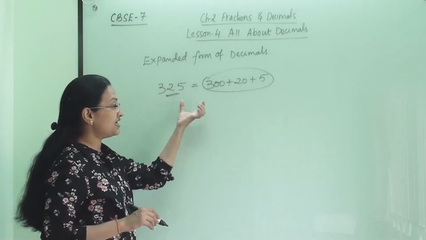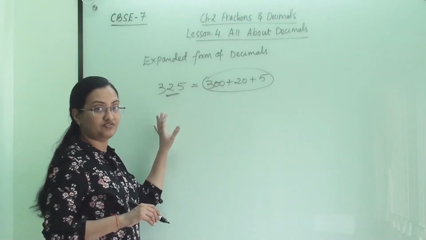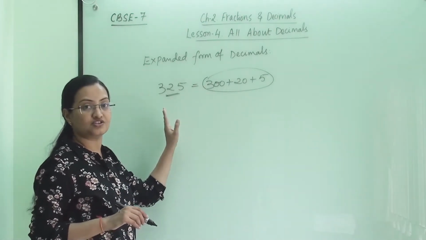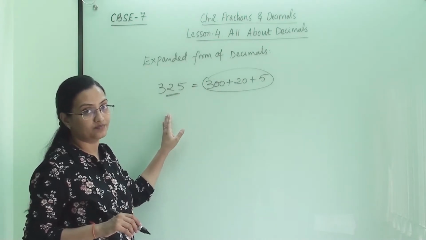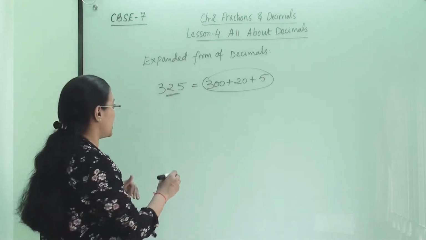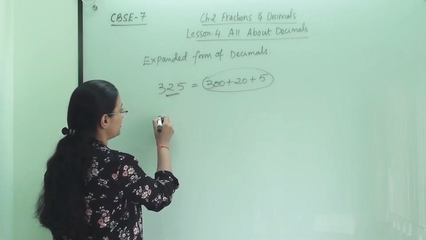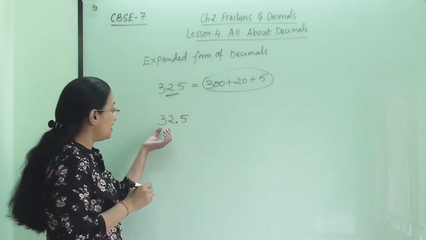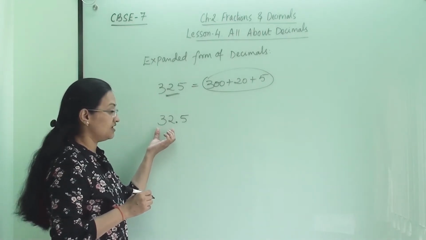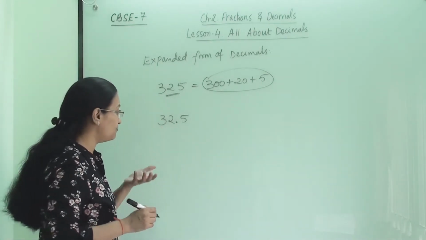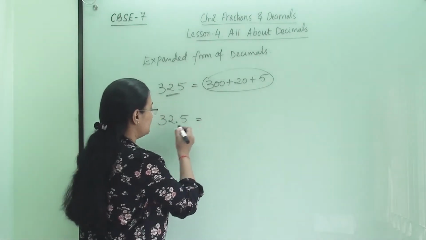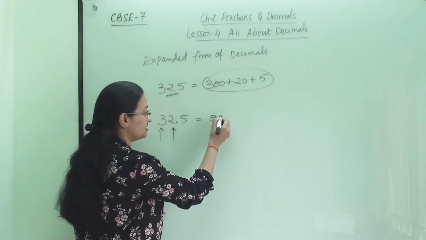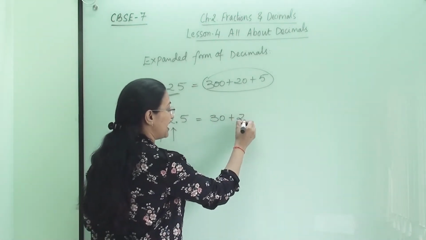Both ways they can ask you in the exam: write the expanded form, or they will give you the expanded form and ask you to write the combined form, or the number. Similarly, we have to write the expanded form of a decimal. For example, 32.5. Now we know 32's expanded form: 3 is at the tens place and 2 is at the ones place, so we will write 30 and then add 2.